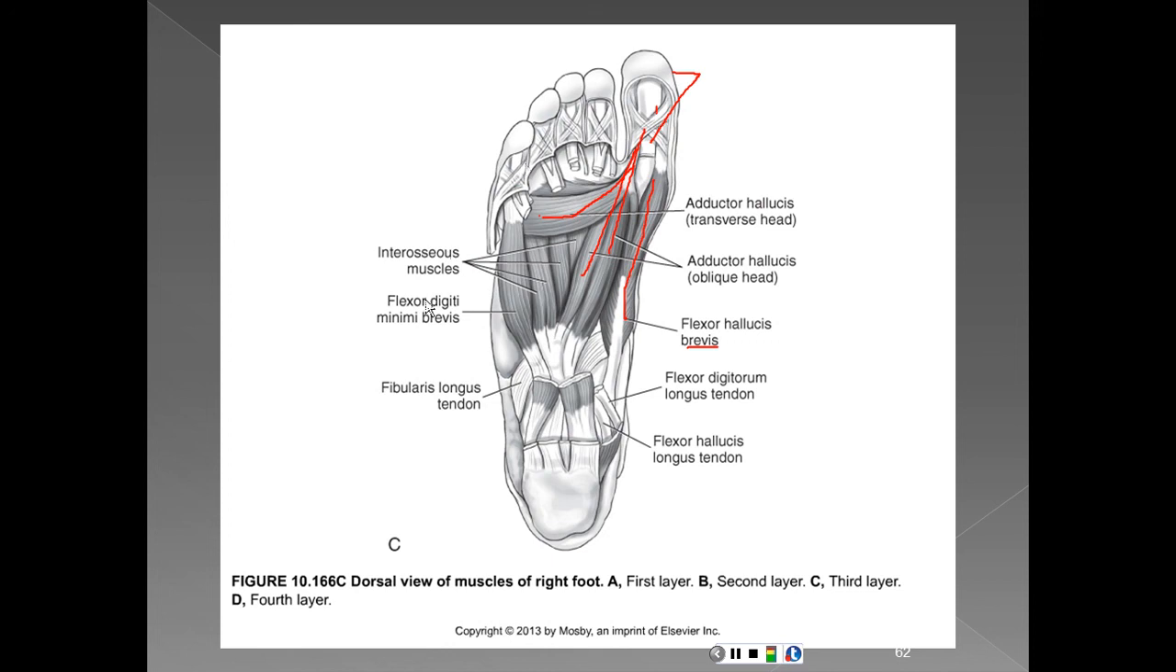And then you have your flexor digiti minimi brevis groups. So you have the flexor digiti minimi, and it's going to flex. So it's going to pull them down. It's going to pull them back down, like if you was to try to grip something with your toes.